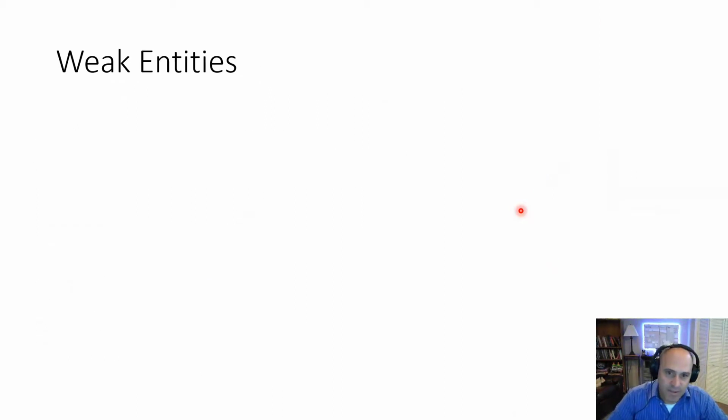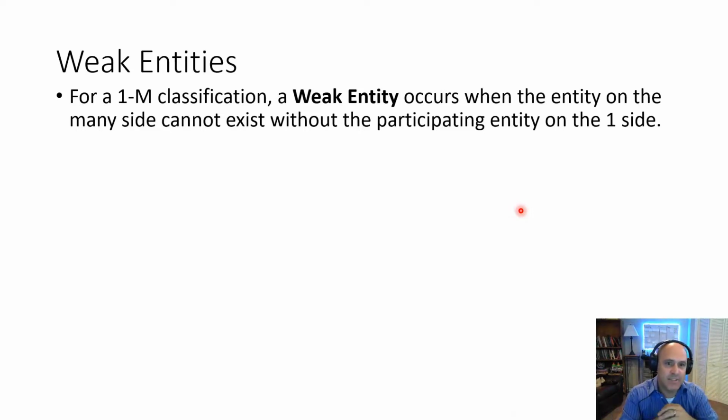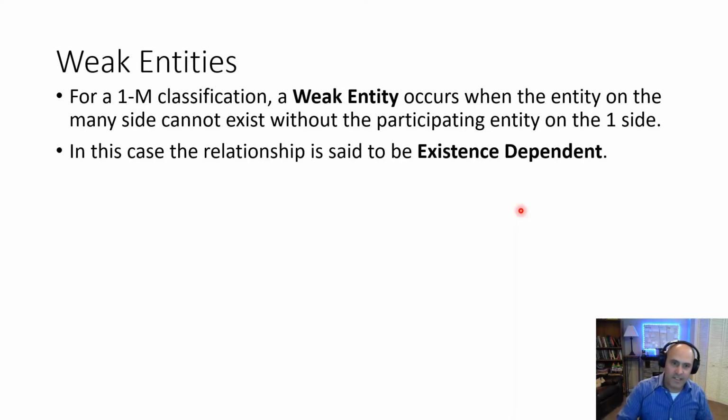All right, let's talk about some special cases. There's really just 3 of them. One of them is called a weak entity. So anytime you have a one-to-many classification, you may have a weak entity, and you should always check every one-to-many to see if the entity is weak. And generally, this can be done by just asking the business user or whoever the key stakeholder is some questions about that many side of the relationship that you've identified. So a weak entity basically means the entity on the many side cannot exist without a participating entity on the one side. In this case, the relationship is said to be existence dependent.